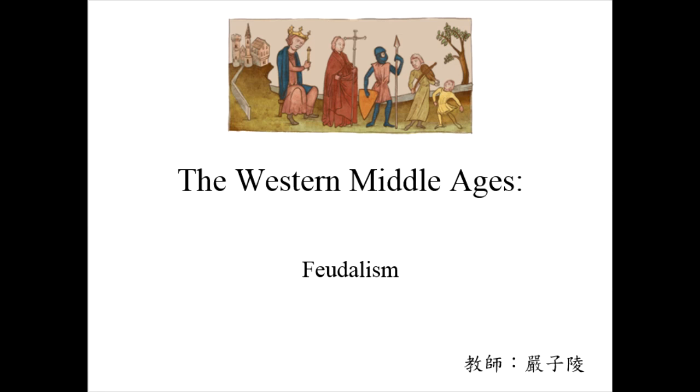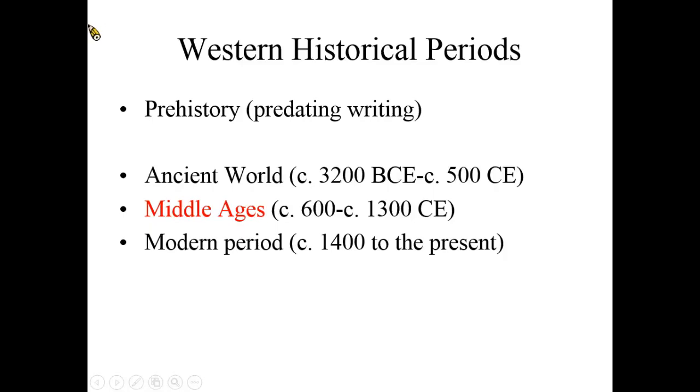Okay, today we will take a look at a problem called feudalism, which was a social and economic system that developed during the Western Middle Ages. Now, where is the Middle Ages in respect to the other major periods of Western history? We have the ancient world, the Middle Ages, and the modern period, and most scholars situate the Middle Ages between around 600 to 1300. There is some disagreement, but overall that's the acceptable range of time.